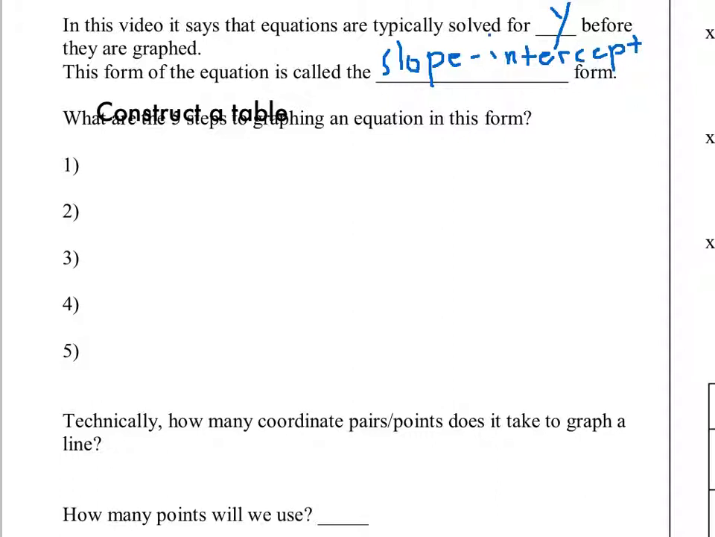Step number 2. Rebecca. Choose x values. How many of them? Several. 3. So it said several in the video. Specifically, I said how many? 3.